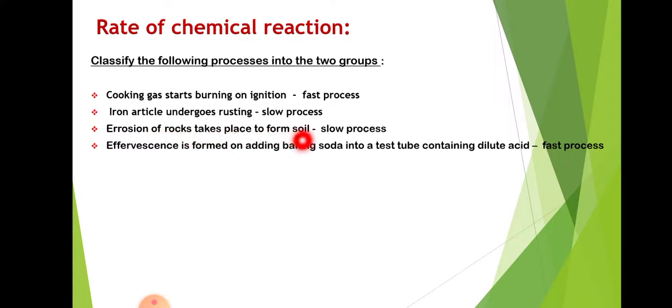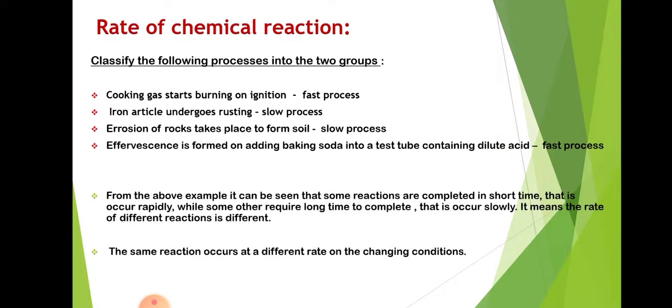Erosion of rocks takes place from soil, it is also a slow process. Effervescence is formed on adding of baking soda into test tube containing dilute acid. Dilute acid को जब हम किसी भी रिएक्टेंट में डालते हैं तब वो जो प्रोसेस होती है वो बहुत फास्ट प्रोसेस होती है, बिकॉज एसिड इज़ वेरी डेंजरस. ओके, so like this, from the above example it can be seen that some reactions are completed in short time while the others completed in a long time. So वो क्या होते हैं, that occur slowly. It means that the rate of different reaction is different.